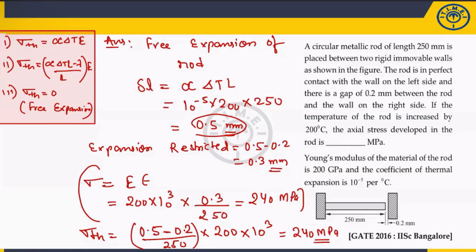What is the important thing in this question? For example, suppose the allowed expansion, this gap, instead of 0.2, I give 0.6 mm. For example, I am framing the question. This is the rod, and this gap is 0.6 instead of 0.2. Can you tell me what will be the thermal stress in that case? What will be the thermal stress when I am allowing 0.6 mm?